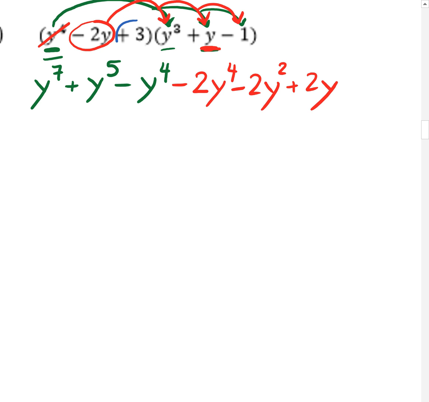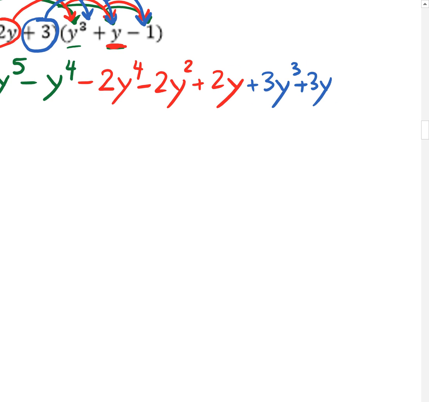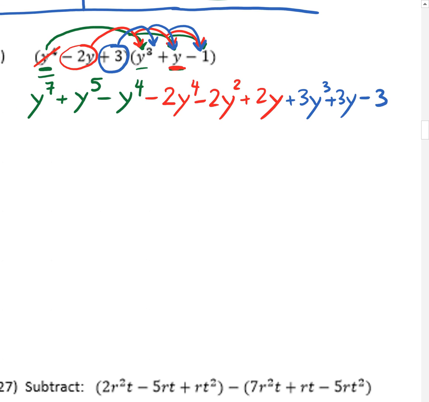Last term in the first polynomial. Okay, that means we're almost done. We're going to multiply that 3 times each of the 3 terms in the second polynomial. 3 times y cubed, excuse me, 3y cubed. 3 times y would just be 3y. And then 3 times negative 1 will be negative 3. There we go, okay. Whew.